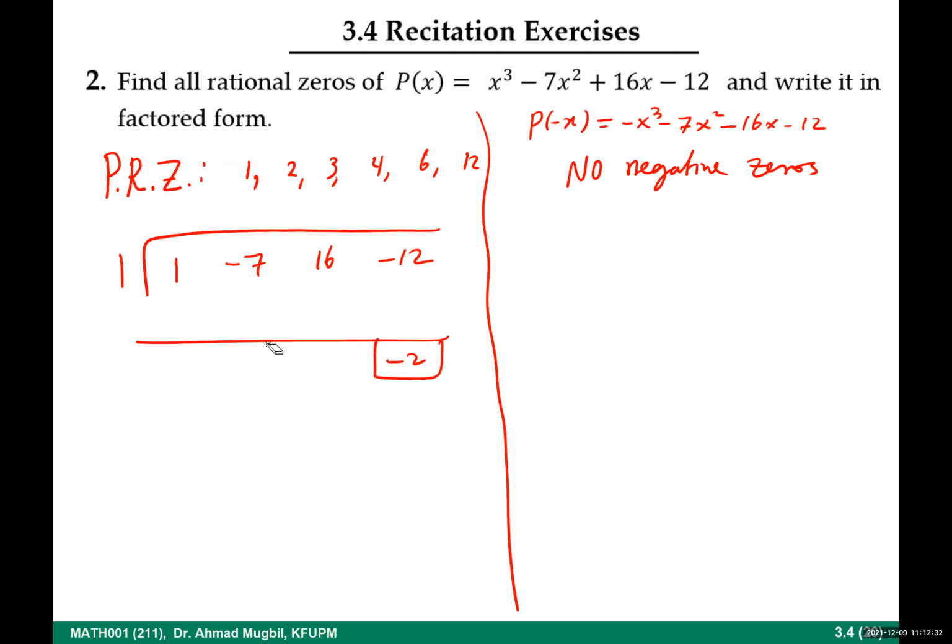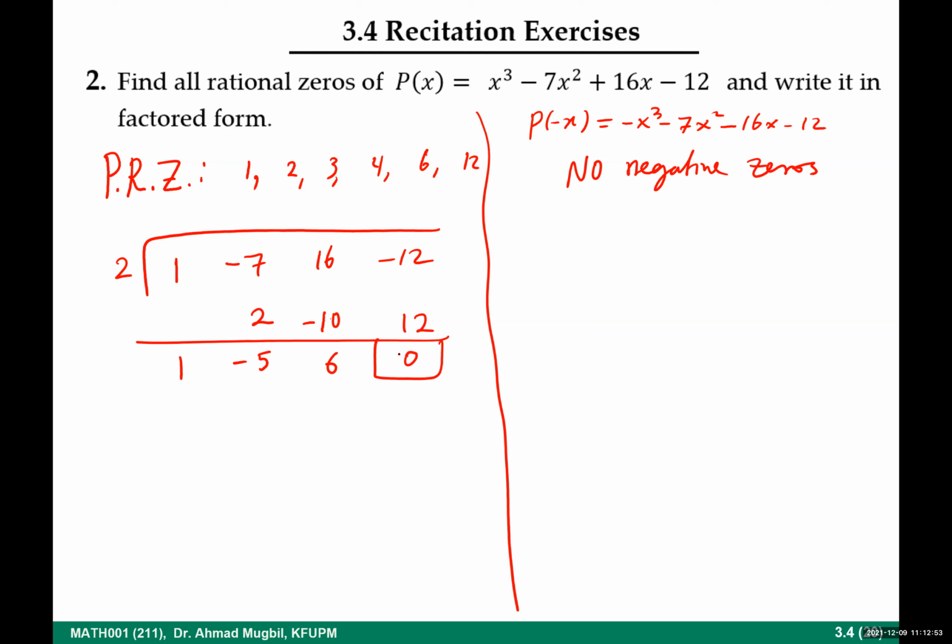So what will we do? We will try 2. Then it will be 1. Bring 1 down. Here it will be 2, -5, -10. Is that right? And what will we get here? 6, and here 12. So this will be -12 plus 12, 0.